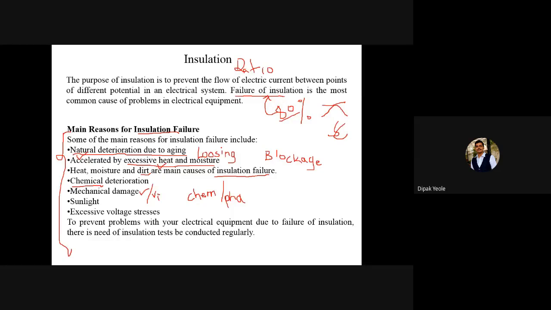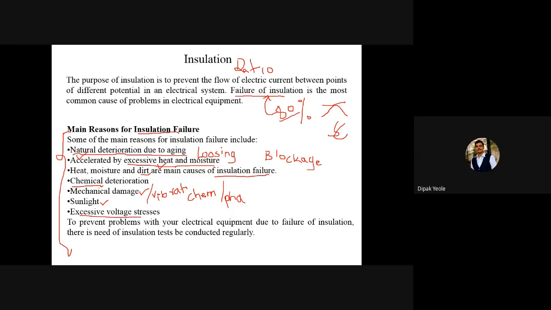If continuous vibrations are experienced by the electrical machine, then obviously it will lose its property, and that is called mechanical damage. Then sunlight. If the machine gets exposed to direct sunlight or ultraviolet rays, then there can be a chance of insulation failure.